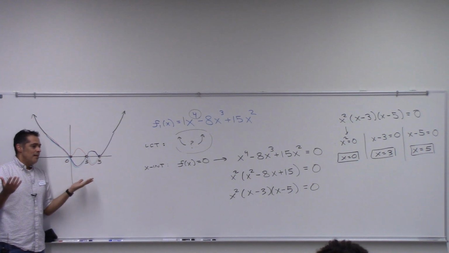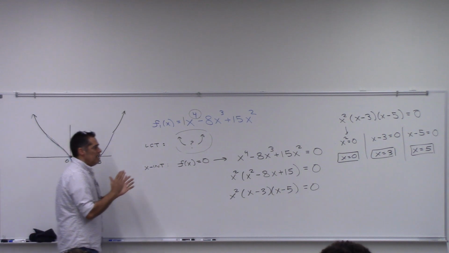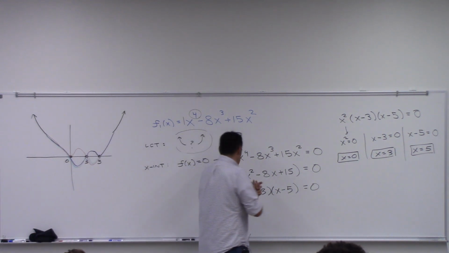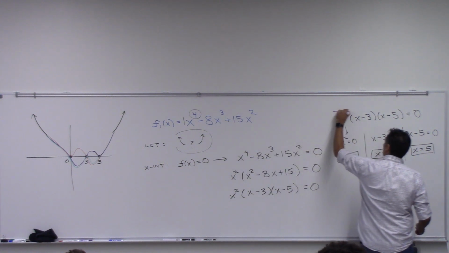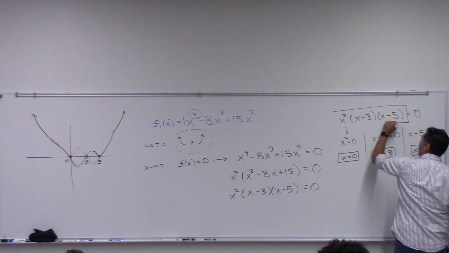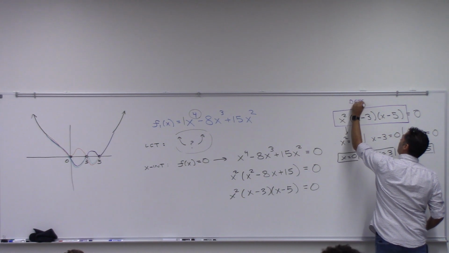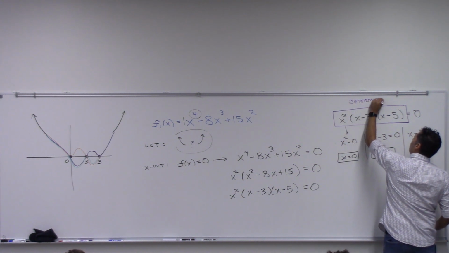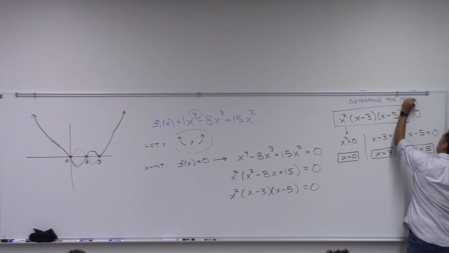Which is it? Well, there's a way to tell, all right? There's a way to tell which of these it is. And it requires we go back to this right here. We go back to this where we have it factored right here. And we need to determine what is called the multiplicity.